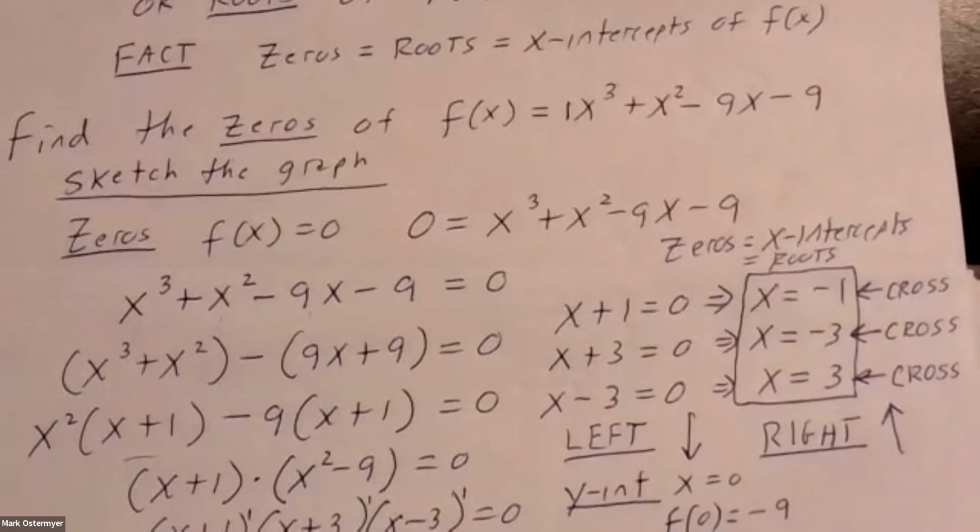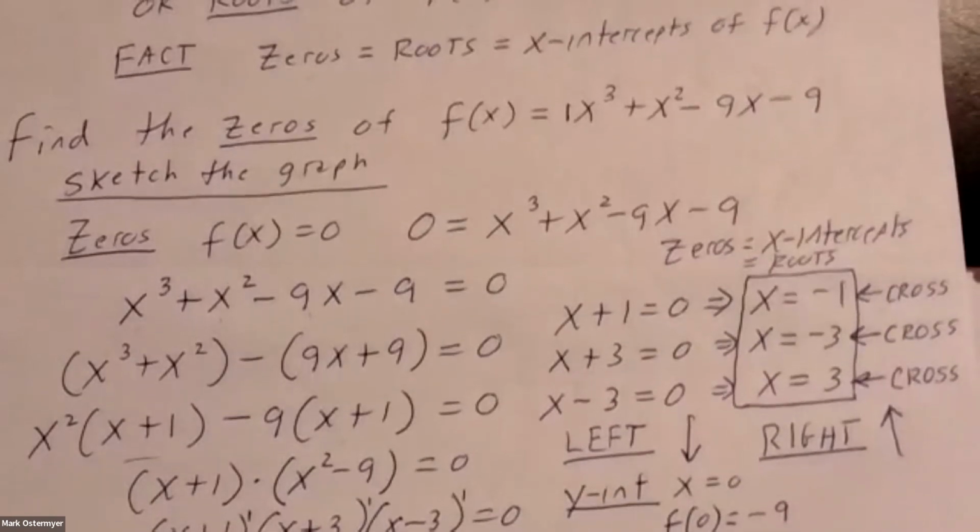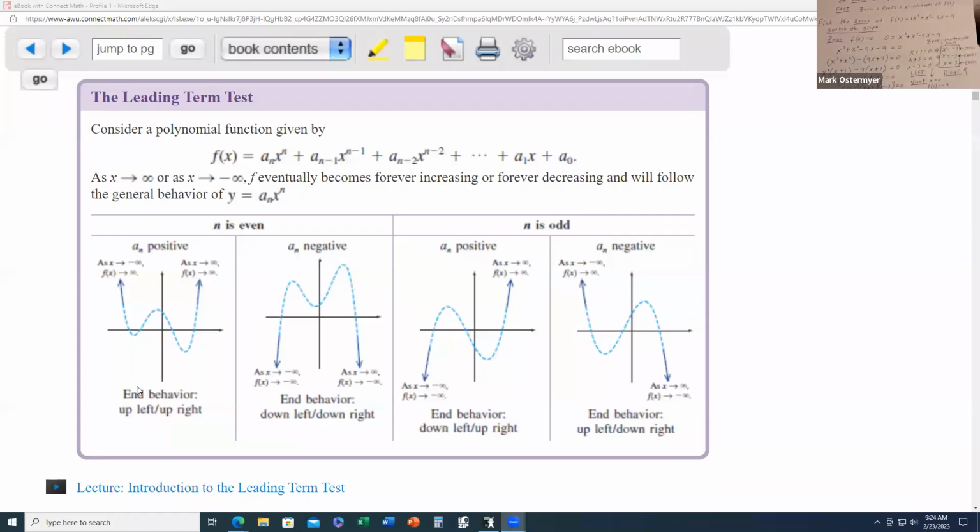Uh-oh. Where's the clock? 9:24. Oh, he's fighting the clock. And guess who wins? All right.